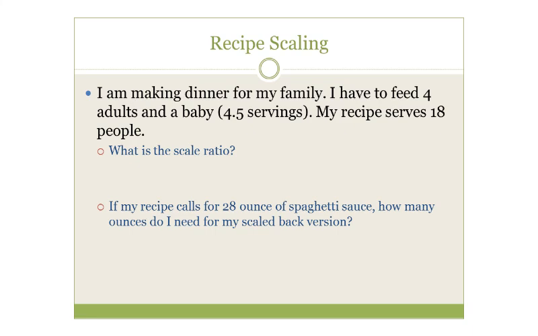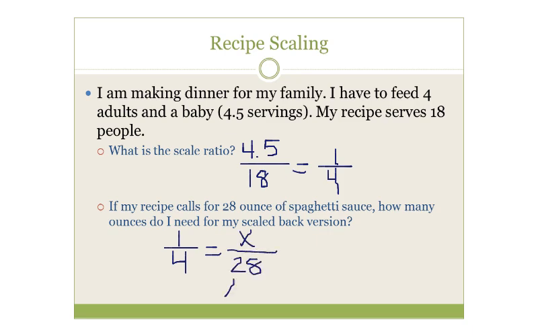If I'm making dinner for my family and I need to feed 4 adults and a baby, that's 4.5 servings, but my recipe is for 18 people. So I want my scale ratio, 4.5 over 18, which will reduce to 1/4. So this means I'm cutting my spaghetti recipe by 1/4. I can set this up as a proportion. 1 over 4 equals x over 28. And when you solve for x, I need 7 ounces of spaghetti sauce.